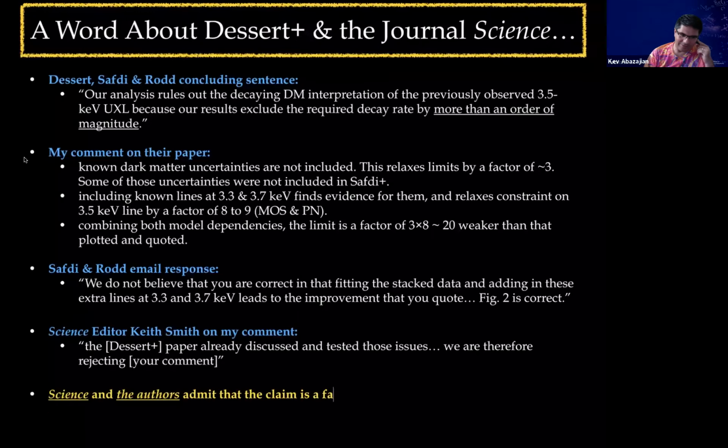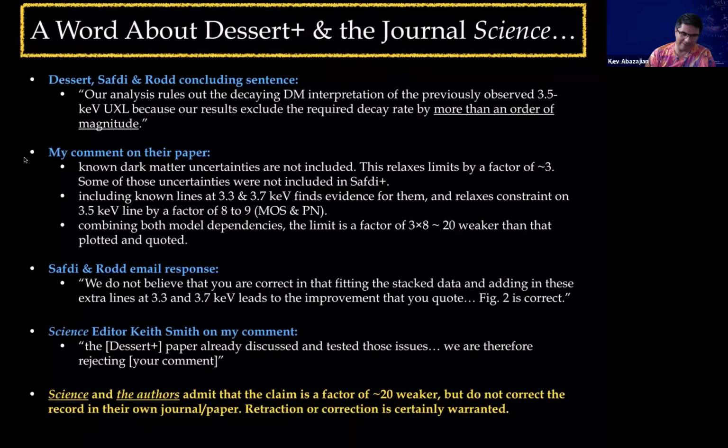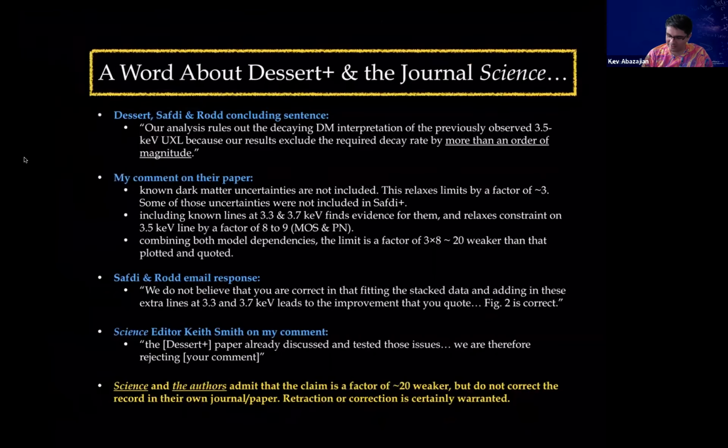So this is an amazing situation because both the Science editors and the authors admit that the claim is a factor of 20 weaker, but they do not correct the record in the paper or in the journal with a technical comment discussion. And there's still time until the 27th of June for me to submit a letter to Science, 3 months after publication. I'm just going to have to explain the situation, which is a little bit odd. Anyway, I didn't want to end on a battle.